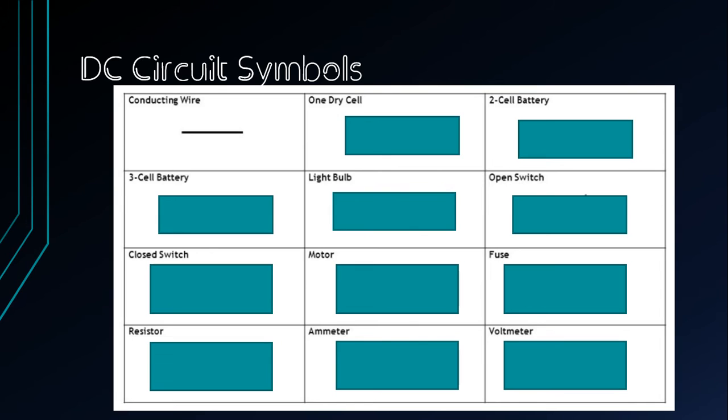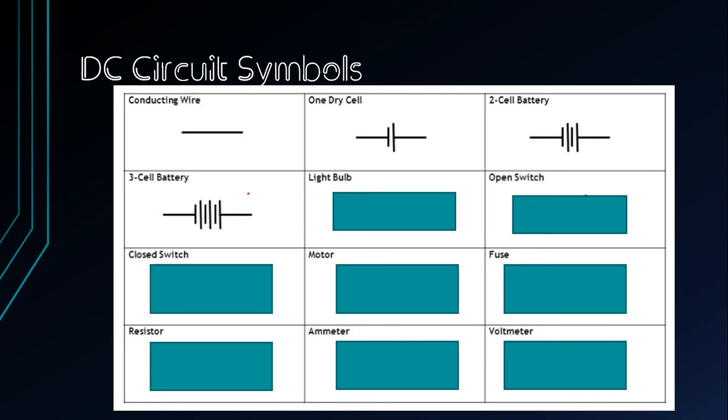The next one is the battery. Go back one page to page 4. There are 3 types of batteries that you'll see. If you have a 1-cell battery, that means you have 1 pair with a shorter side and a longer side. If you have a 2-cell battery, you have 1 pair and then a second pair, short side, longer side. And for a 3-cell battery, I'm sure you guessed it, you have 3 sets. 1, 2, 3.